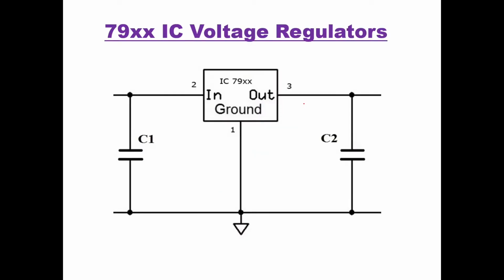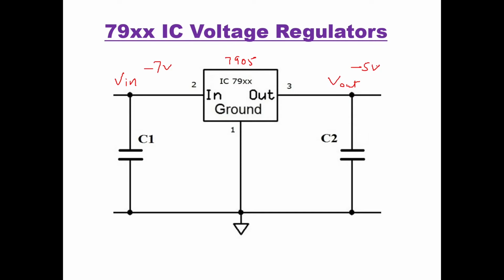Similarly, our connections are the same as the 78 series. You give your input here, Vin, and you get the output here, Vout. For example, if this IC is 7905 and the input is say minus 7 volt, the output will be minus 5 volt. It will remain constant at minus 5 volt.